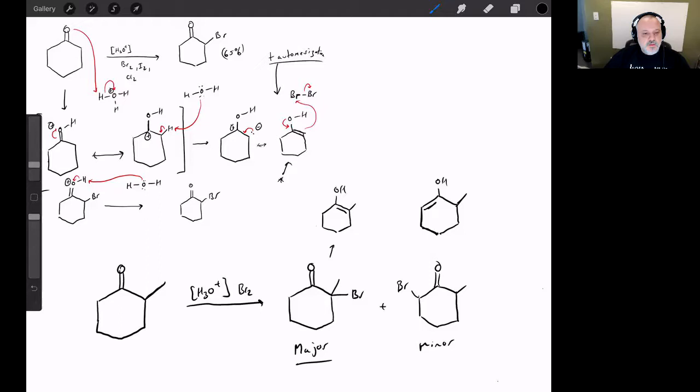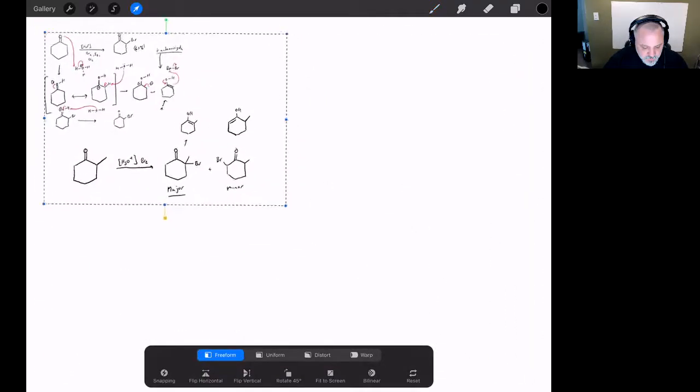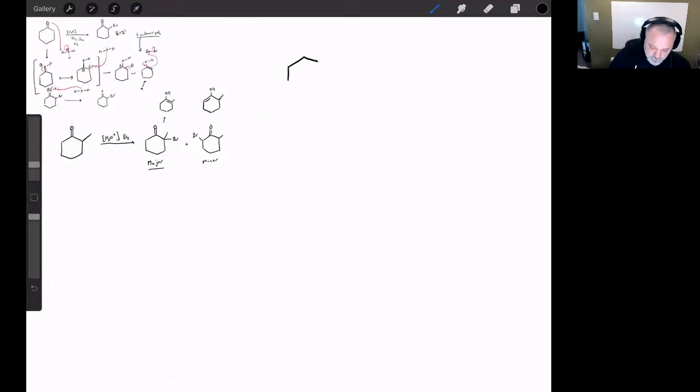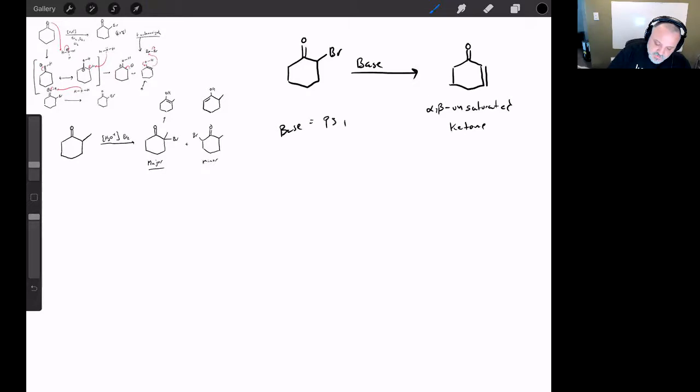All right, once we have an alpha halogenated ketone, if we react it with a base, then we can eliminate the bromine, and we now have an alpha beta unsaturated ketone. The base can be pyridine, lithium carbonate, or potassium tertiary butoxide. So potassium tertiary butoxide, let's make this right, t-BuOK. Potassium tertiary butoxide is fairly strong.